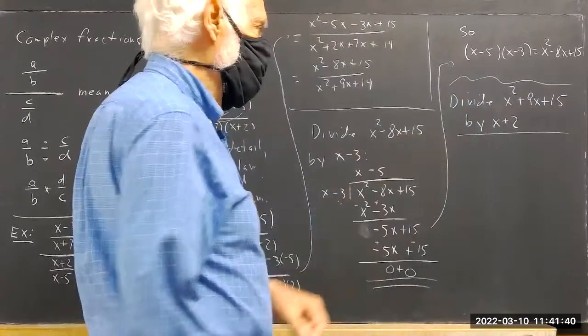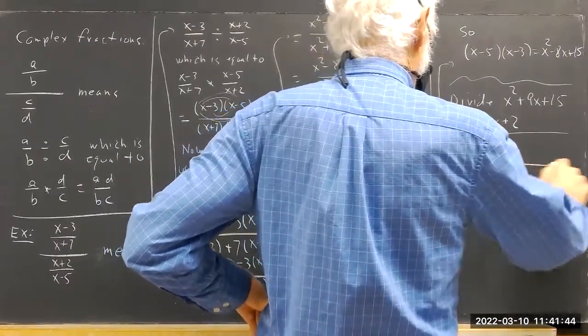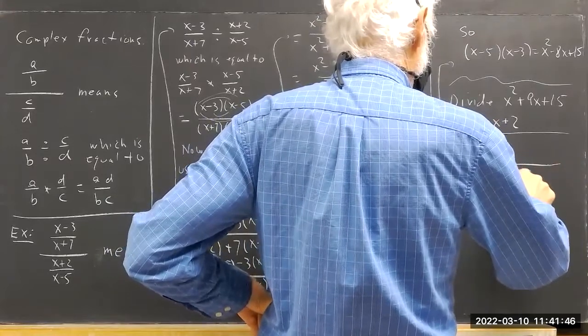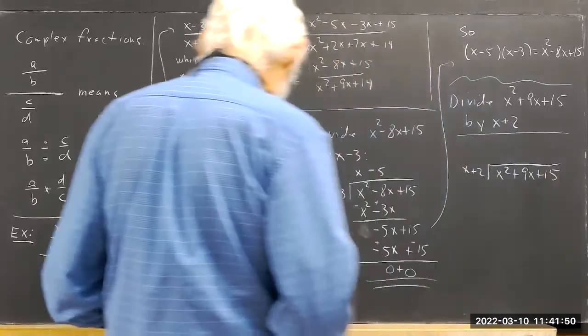So now I want you to use long division. x plus 2 into x squared plus 9x plus 15.